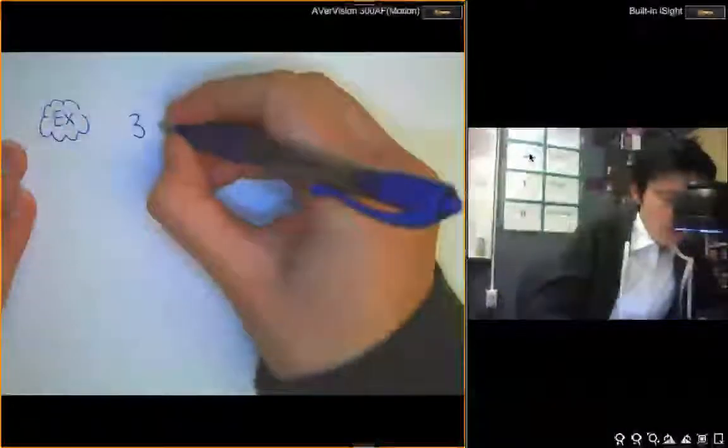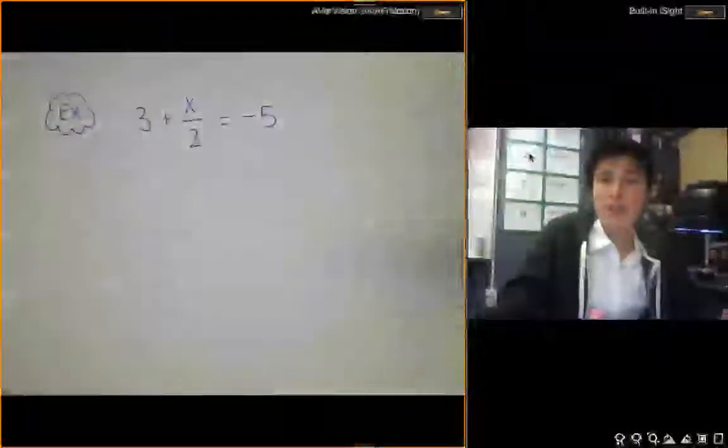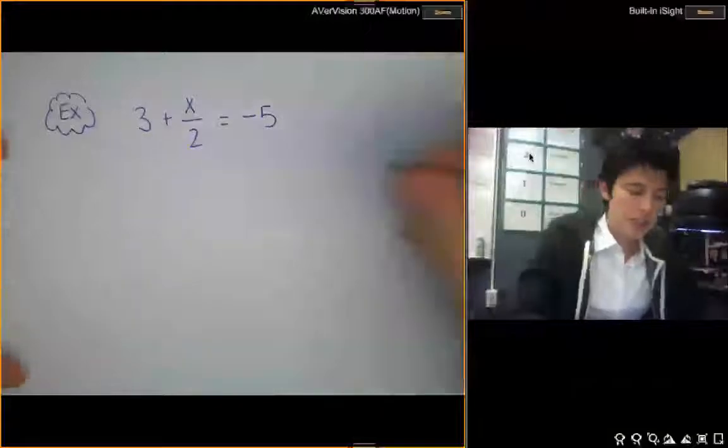And this time, we're going to have 3 plus x over 2 equals negative 5. You can pause the video and try it yourself and then see if you're getting it right.